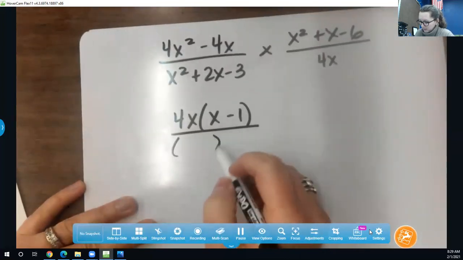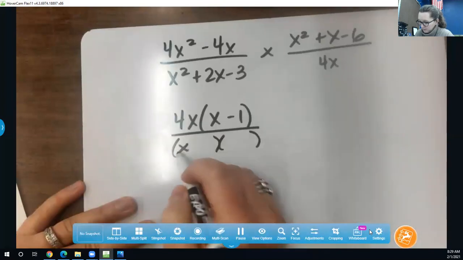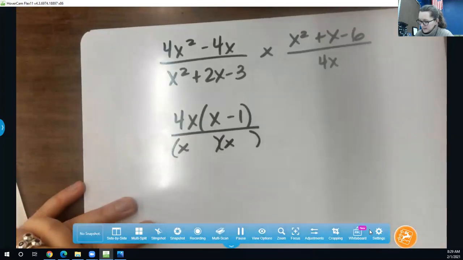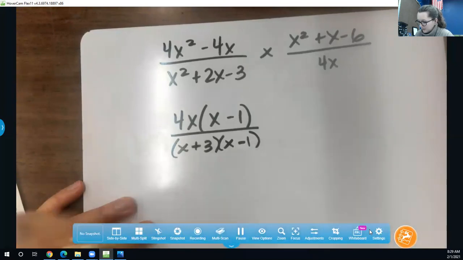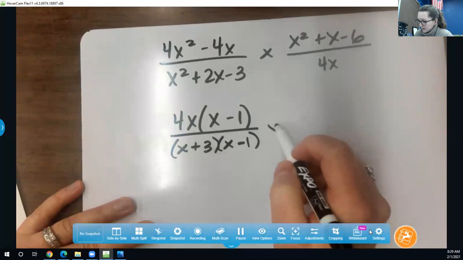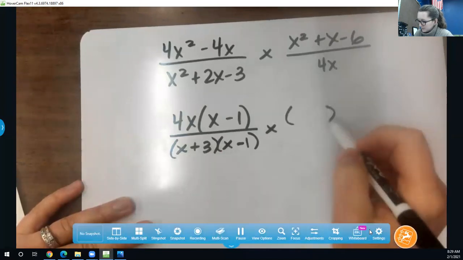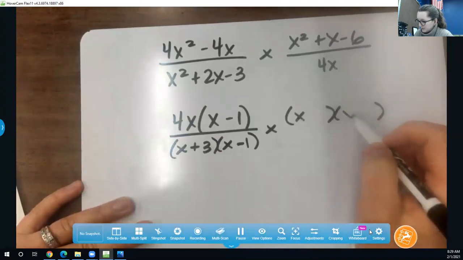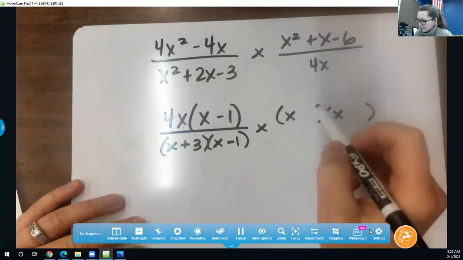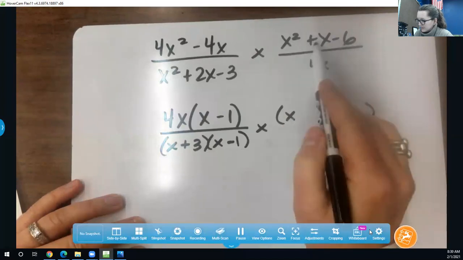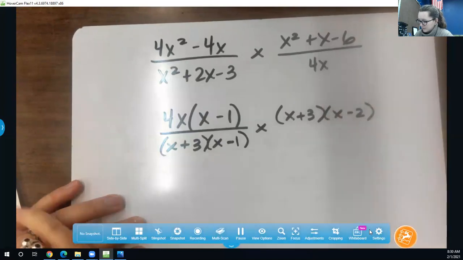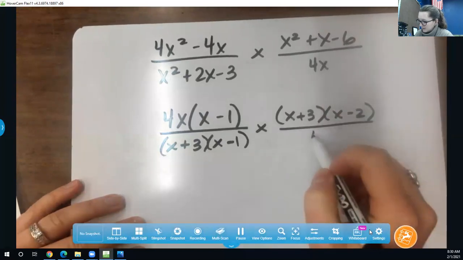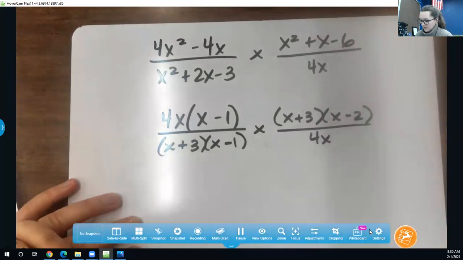In the denominator, let's see what I can do here. What multiplies to get -3 and adds to get +2? I'm going to say it's +3 and -1. How does that sound? And then times, let's factor up our numerator here. So I have x, what multiplies to get -6 and adds to get +1? I think that's a +3 and -2 there. And the denominator just stays. We can't factor anything out of there.